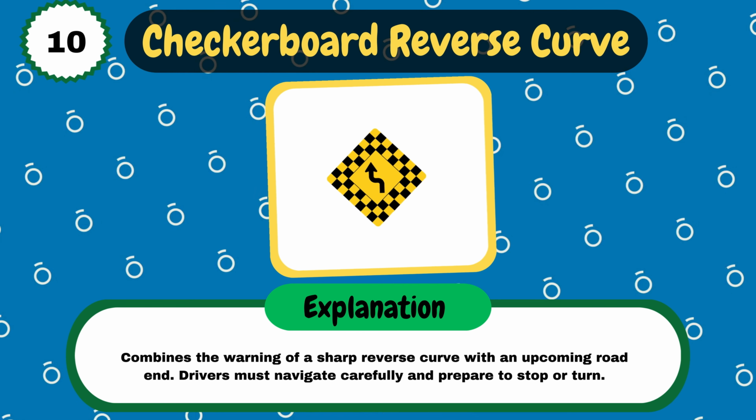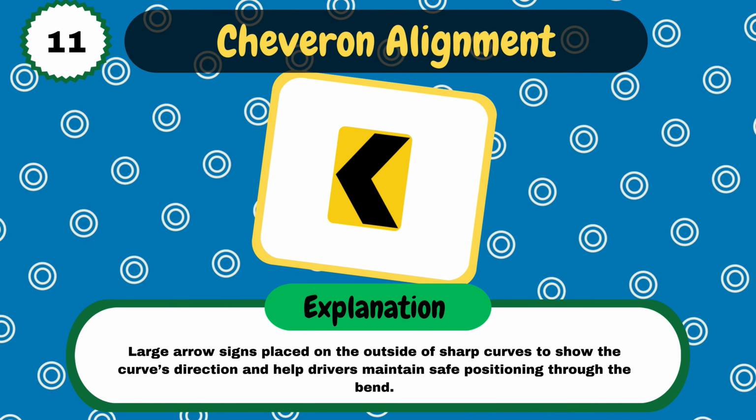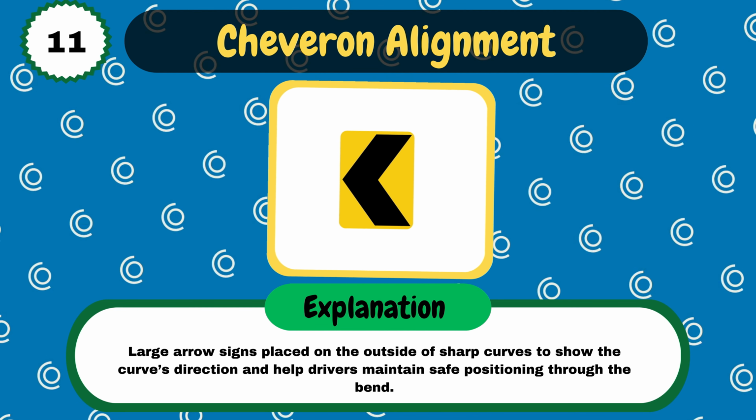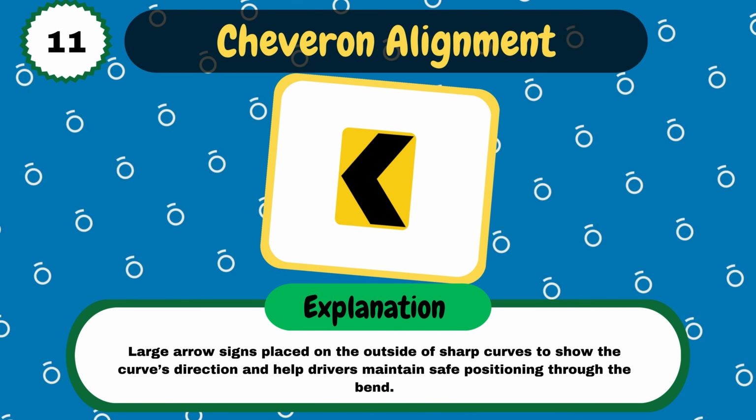This is the Chevron alignment sign, and it means the road makes a sharp turn, and large arrow-shaped signs placed along the curve show the direction it follows. Drivers should use these visual cues to steer properly and avoid leaving the road.